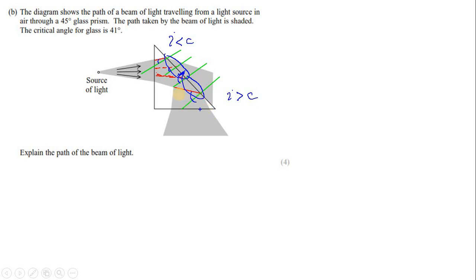So as per this shaded region, you can imagine that at these points, these lights are totally internally reflected, and this light at some point here, like this, is refracting due to the less incident angle. So that's how you can explain the whole path.